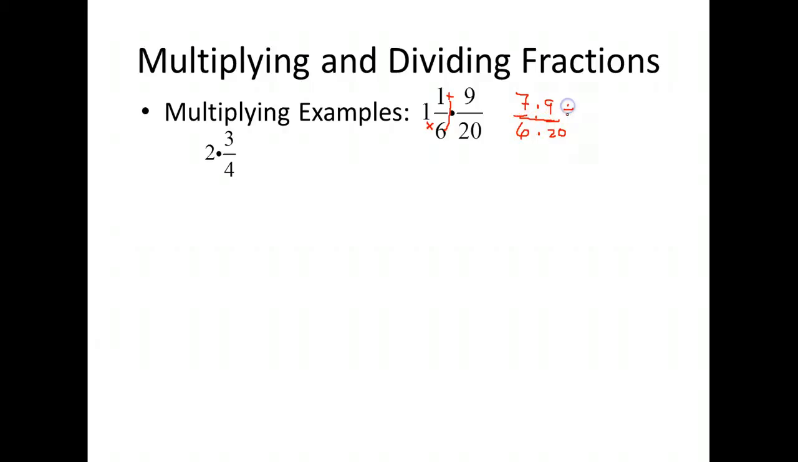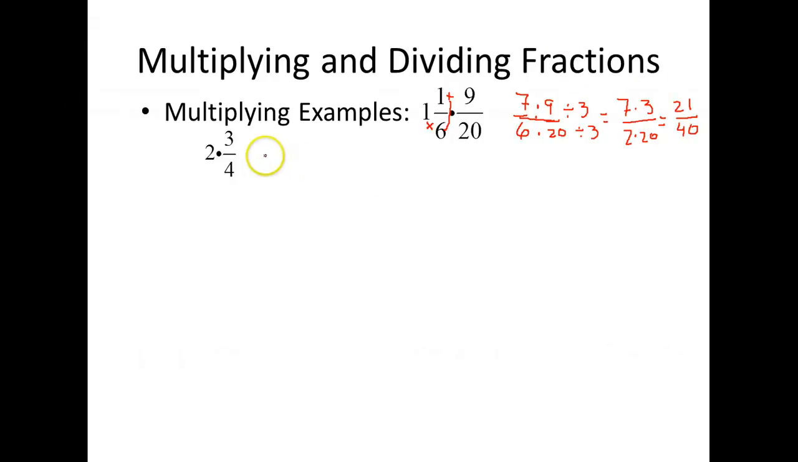So before I do my multiplication, I'm going to divide the top by 3, and I'm going to divide the bottom by 3. So when I do that, 9 divided by 3 is 3. So I end up with 7 times 3. And when I do the bottom, 6 divided by 3 is 2. So I end up with 2 times 20. So this is a much easier one to do. I could actually do this in my head. 7 times 3 is 21. 2 times 20 is 40.